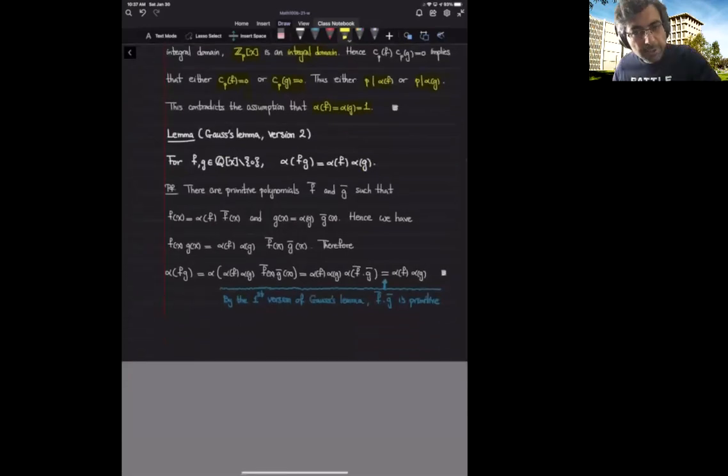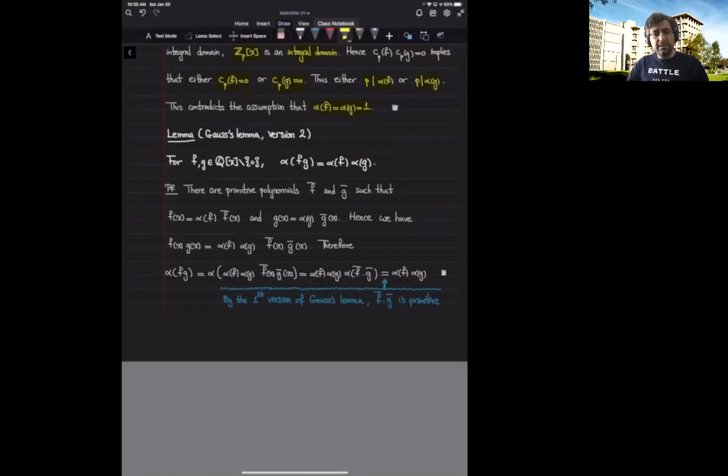So this contradiction implies that fg is primitive. Okay, now using this result, we can show the second version, which is much nicer in some sense. It essentially says the content function is multiplicative. What does that mean? This means if f and g are two non-zero polynomials with rational coefficients, then the content of the product is the product of the contents.